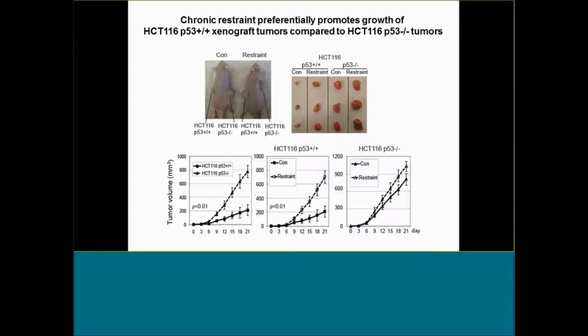As you can see, for the tumors with wild-type p53, the promoting effect from chronic stress was very dramatic, and that effect was much reduced when there's no p53 to begin with, but you can still see that chronic stress can promote tumor growth. So this set of experiments shows that chronic restraint stress can promote colorectal cancer tumor growth, and attenuation of p53 contributes to this effect.